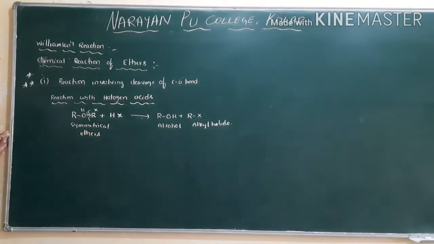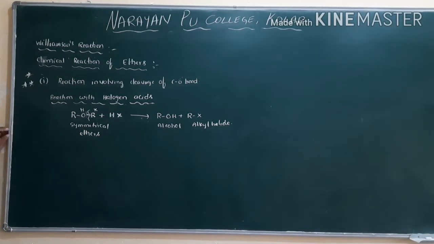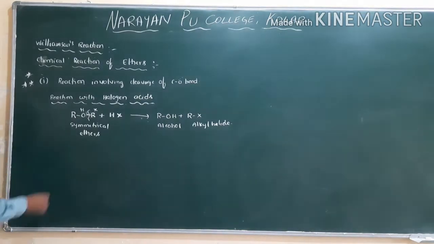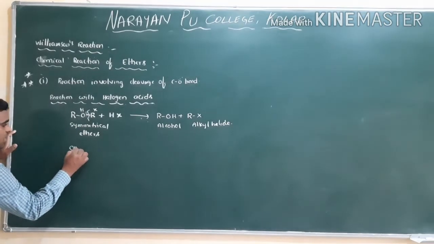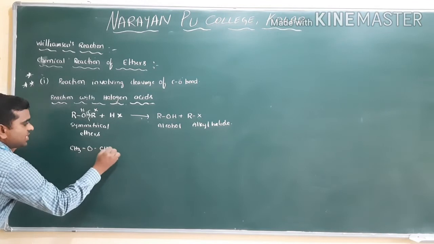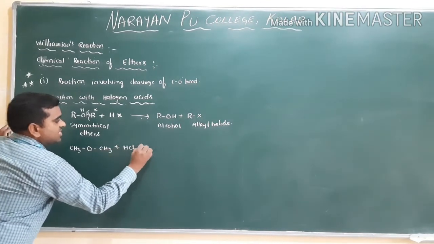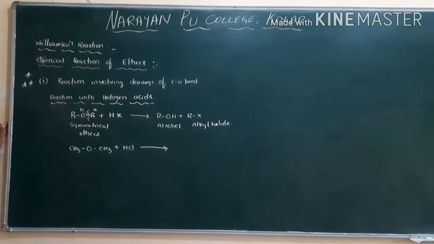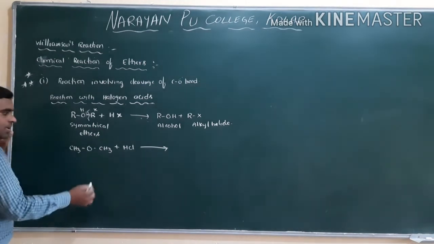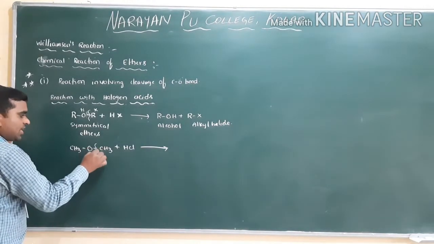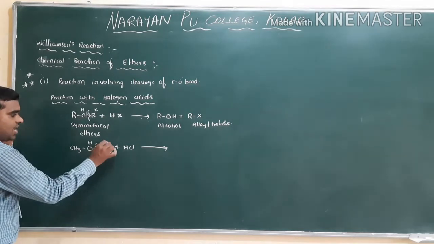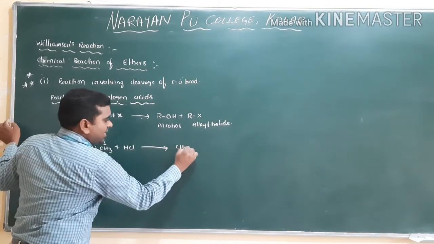But unsymmetrical ethers means it totally changes. Okay? Now you see, if I take a simple example, CH3OCH3 plus HCl. Then what happens? You break any bond, since both sides are the same. If I break this bond, H goes here and Cl goes here, then what will I get here?